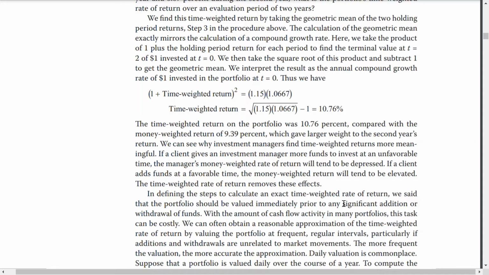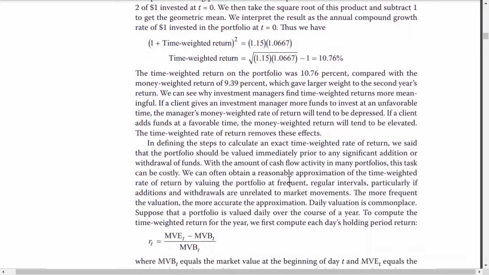We can see why investment managers find time-weighted returns more meaningful. If a client gives an investment manager more funds to invest at an unfavorable time, the manager's money-weighted rate of return will tend to be depressed. If a client adds funds at favorable times, the money-weighted return will tend to be elevated. Time-weighted rates of return remove these effects.